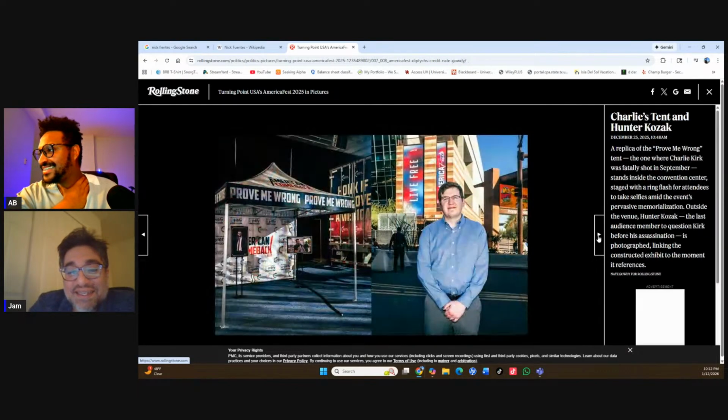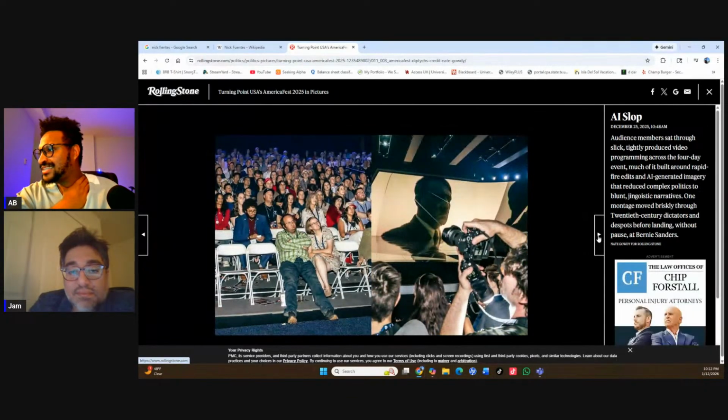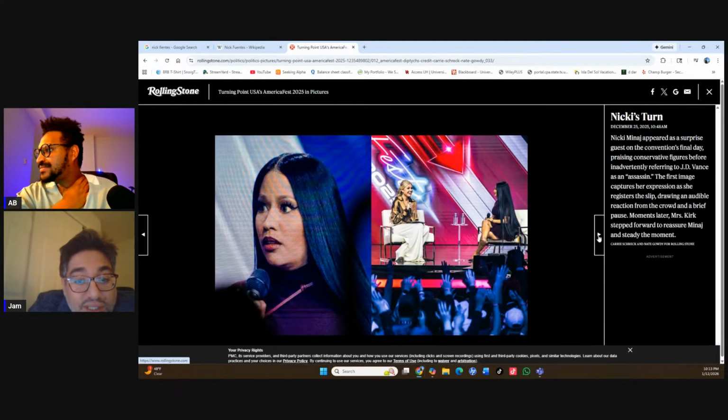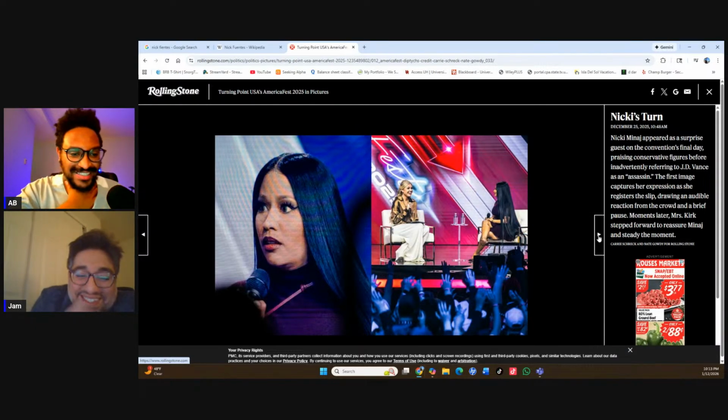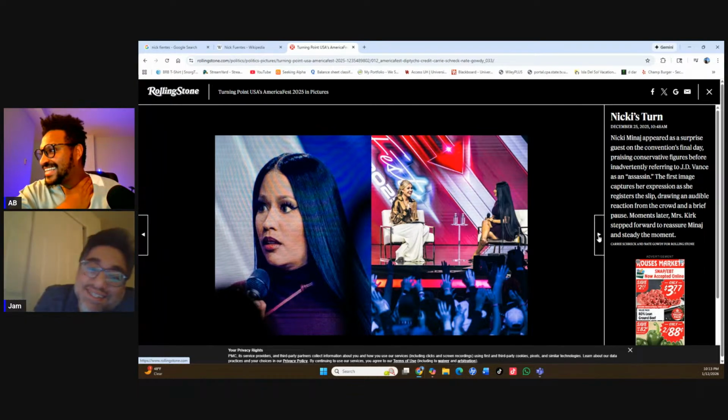Shit. What the hell is Hitler doing up there? What the hell is that? Why is Hitler up there, man? This is 2 pictures, right? Yeah, 2 pictures. What is this? I don't know, bud. Nicki Minaj? Oh my god.